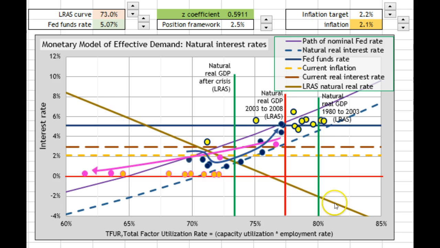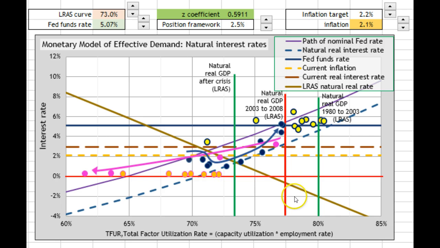And then this downsloping line here is called the long-run aggregate supply natural real rate. What it means is, if this is the natural real GDP level right here, where this line crosses it is where the natural real interest rate is to keep the economy stable at this level with price stability. So if you wanted to change the natural real level of GDP to here, you'd have to raise the real interest rate in order to slow down the economy. And if you wanted to put it here, you'd have to raise the real interest rate to here in order to slow down the economy to this level of real GDP.